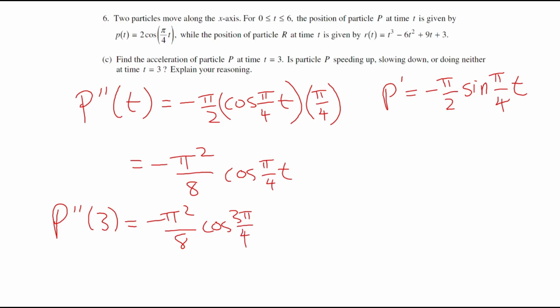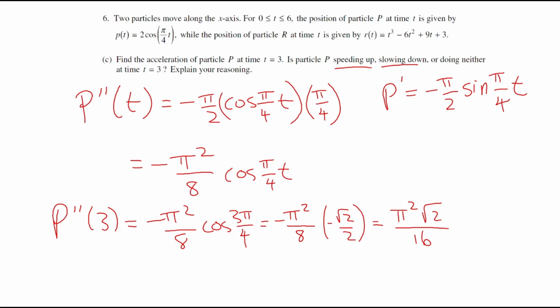If we evaluate this at 3, we get negative pi squared over 8 times the cosine of 3 pi over 4. Now we do actually have to find the acceleration there. I was going to say we can just use the sign of it to determine if the particle is speeding up or slowing down, but it asks us to find the acceleration at t equals 3. So we need to know that the cosine of 3 pi over 4 is negative root 2 over 2. So we've got negative pi squared over 8 times negative root 2 over 2. The negatives cancel, and we end up with pi squared root 2 over 16, which is a good answer there.